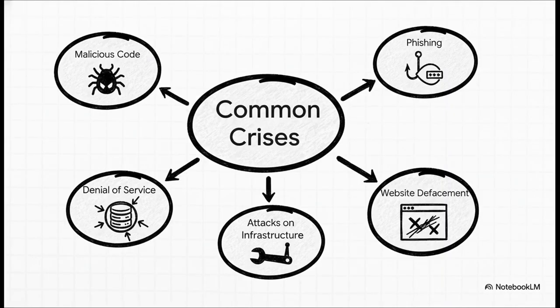And these threats show up as all kinds of different attacks or cyber crises that you've probably heard of. We're talking malicious code like viruses and worms, phishing attacks that try to trick you into giving up your password, or denial of service attacks that just flood a website with so much traffic that it crashes. These are all real-world methods attackers use to exploit those vulnerabilities.